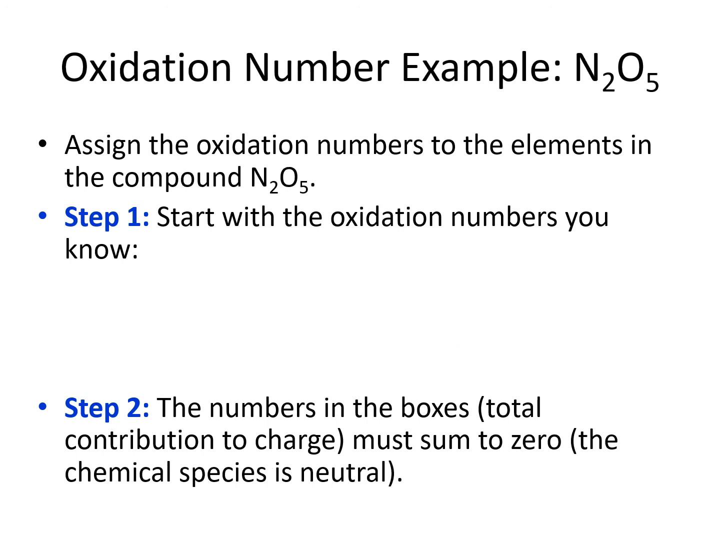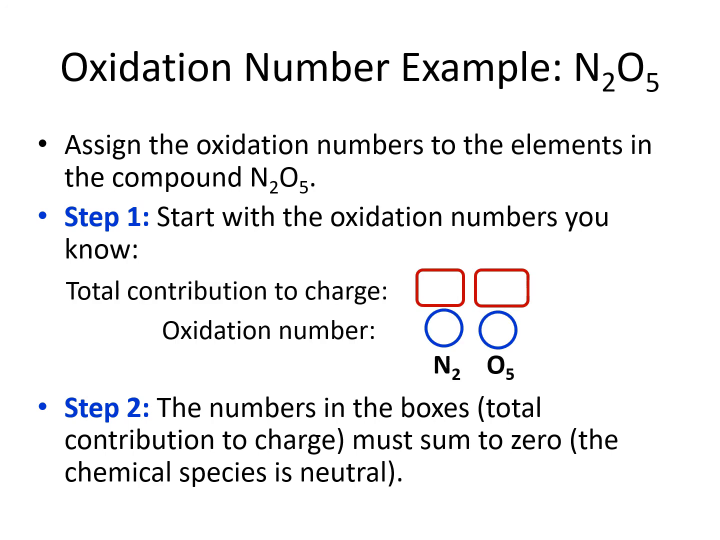Let's look at another example, N2O5. Oxygen is on the list, but nitrogen is not. So oxygen is going to get its typical -2. There are 5 of them, so 5 times -2 gives us a total of -10 on the right side. We know this is a neutral compound, so we're trying to add up to 0, which means our left side total must be a +10.